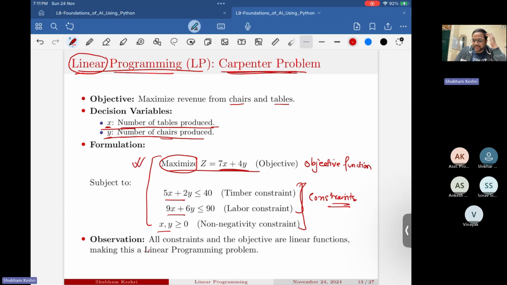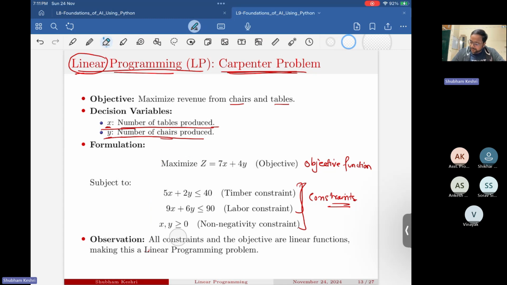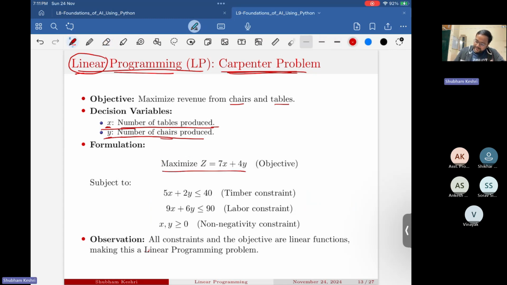This programming has nothing to do with the programming we do in computers, that is, coding. If you solve this problem, if you maximize this objective function such that these constraints are satisfied, then you will have one solution, which is the optimal solution of this problem.